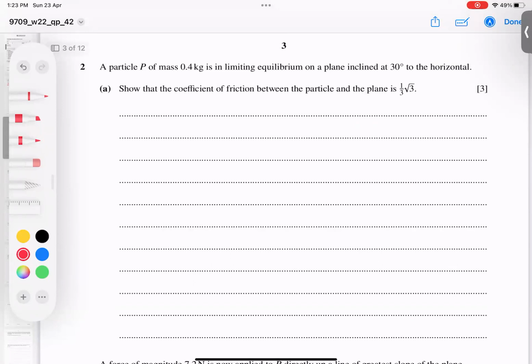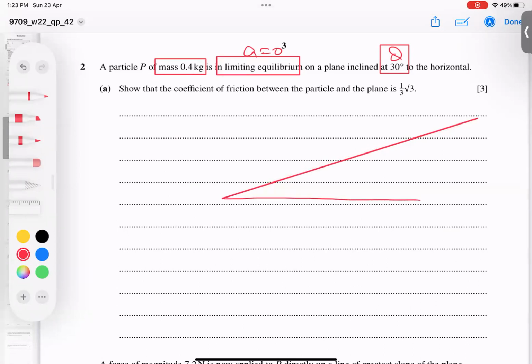Question number 2: a particle of mass 0.4 is given here. Limiting equilibrium means, very clear, acceleration is 0, and theta is given as 30 degrees. The particle lies on the slope, the angle is 30 degrees, and no applied force is acting anywhere. So this is the situation we have. Mass is 0.4, times 10, so the weight becomes 4 newtons.